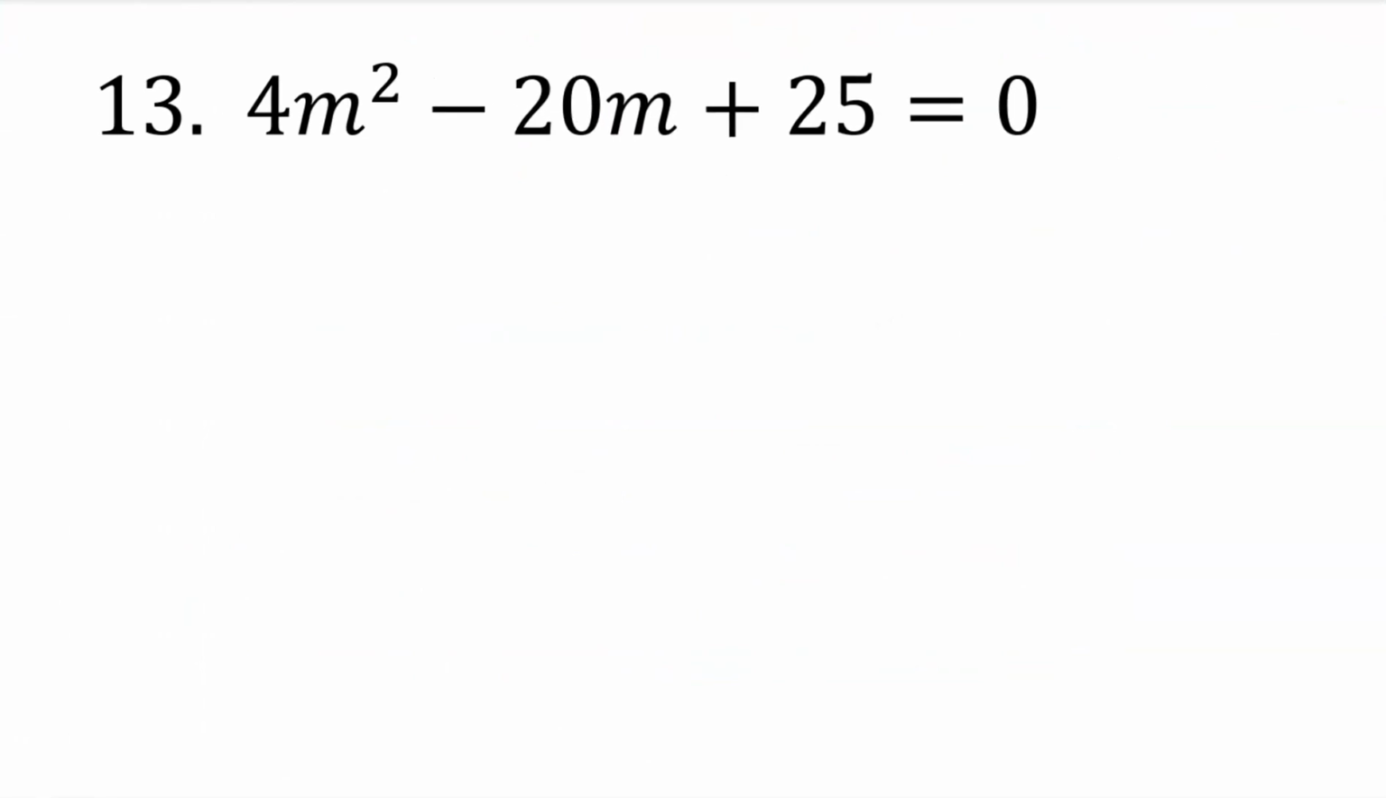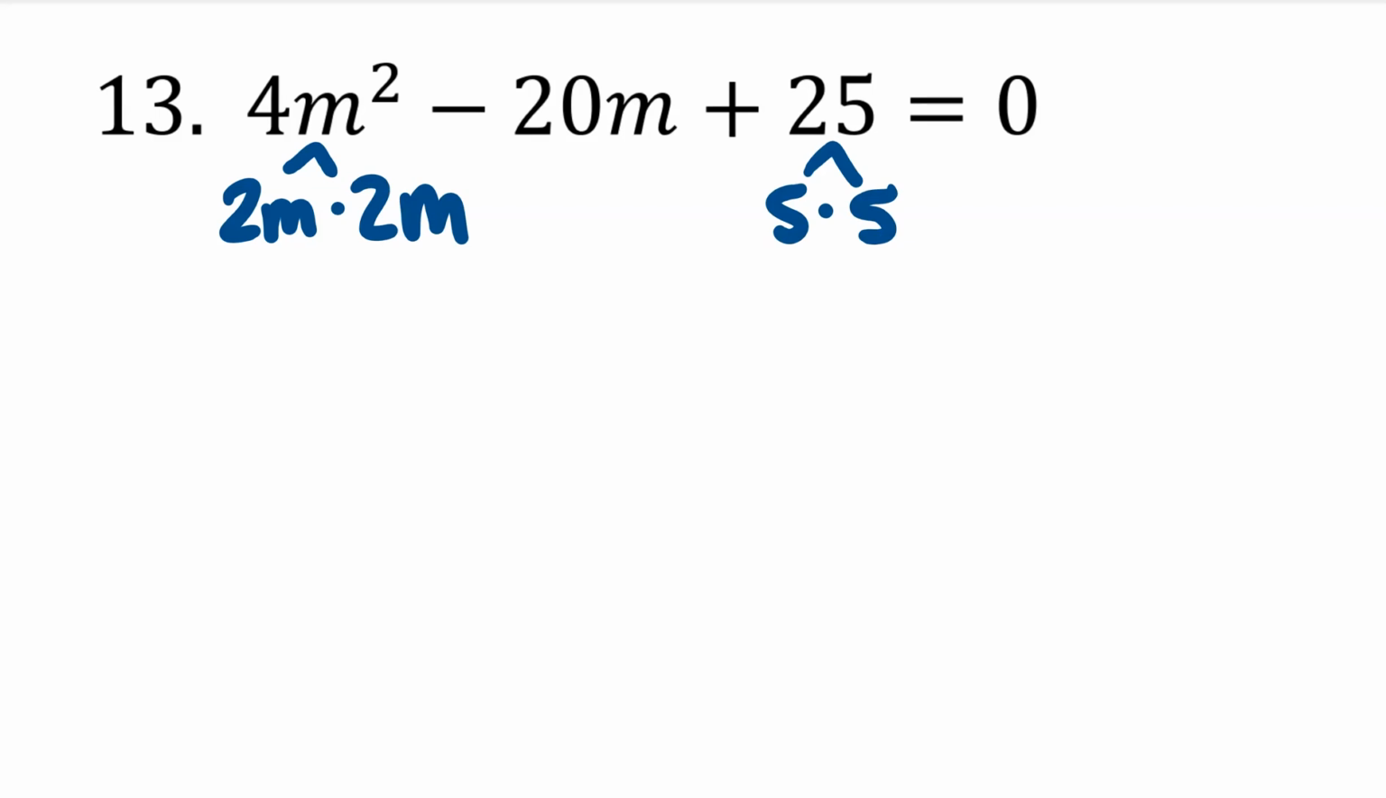Number 13 is one of our perfect square ones. You are more than welcome to factor it using x if you want to. But I'm always going to check for perfect squares, because if I have a shortcut, I'm going to use it. So this is 2m times 2m, and then 25 is 5 times 5. Okay, so I've got perfect squares.